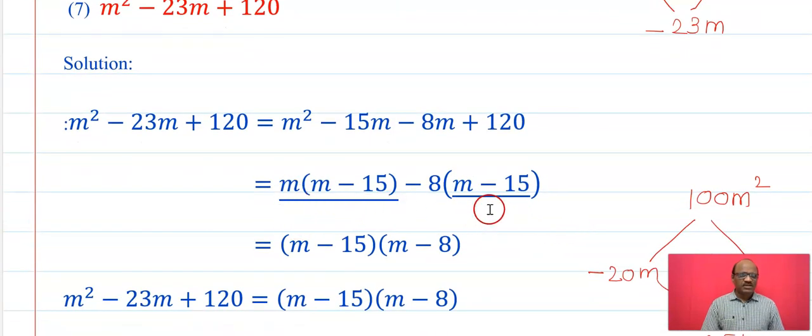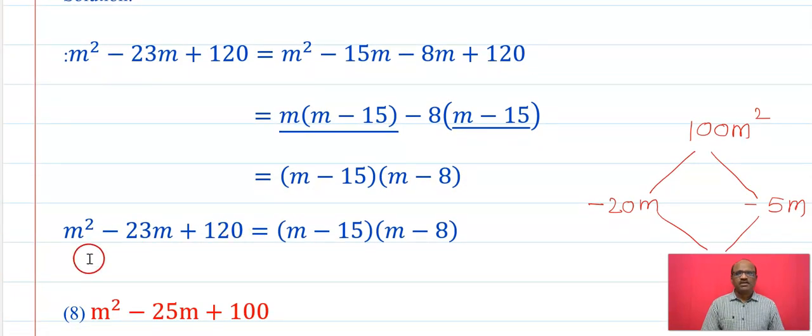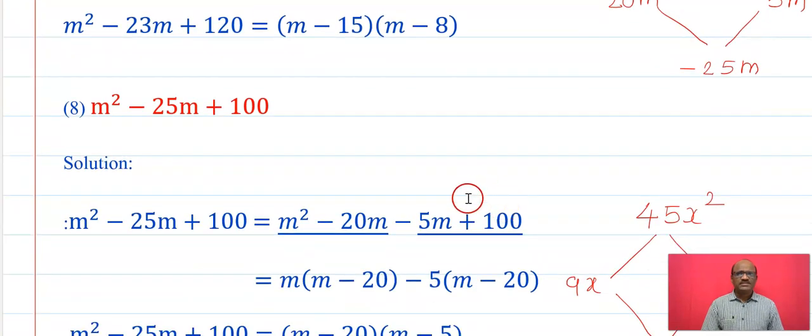Next, from these two we will take m minus 15 as common. What's the remaining? In bracket m minus 8. And therefore the factors of m square minus 23m plus 120 are, in first bracket m minus 15, in second bracket m minus 8. Now the next example.